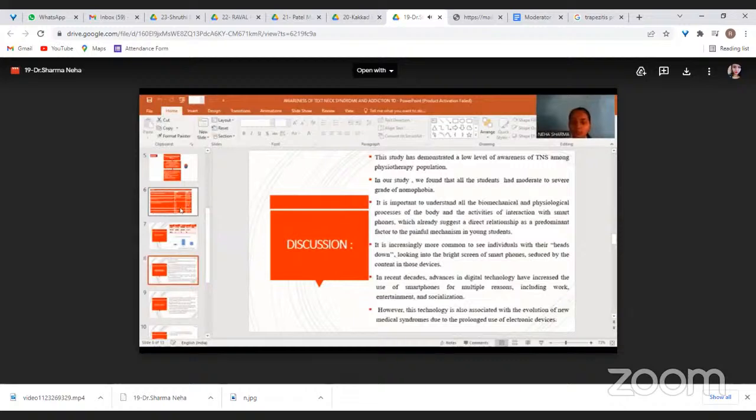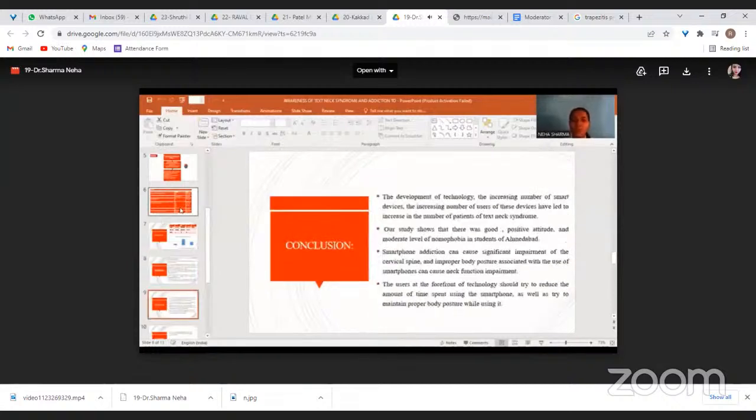It is increasingly common to see individuals with heads down looking into the bright screen of a smartphone, absorbed by the content on those devices. In recent decades, advances in digital technology have increased the use of smartphones for multiple reasons, including work, entertainment, and socialization. However, this technology is also associated with the evolution of a new medical syndrome due to the prolonged use of electronic devices.